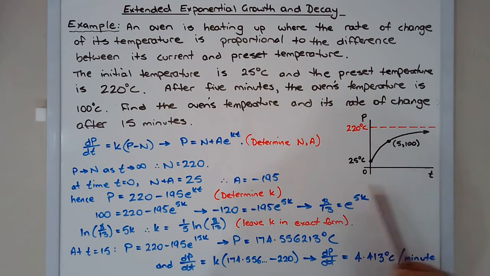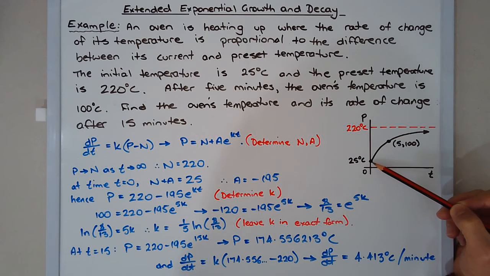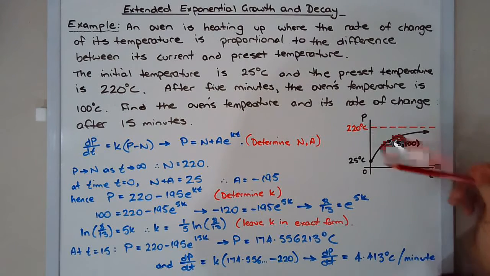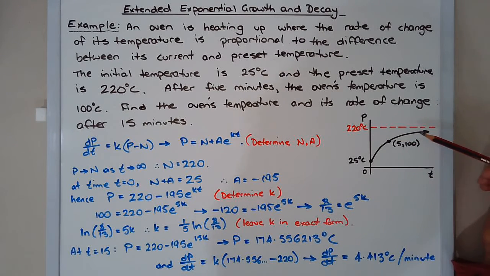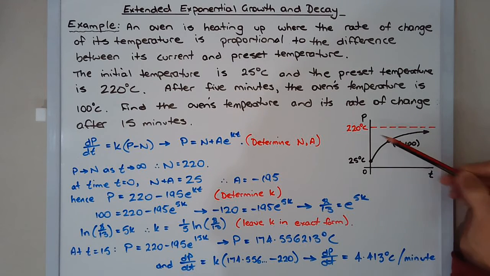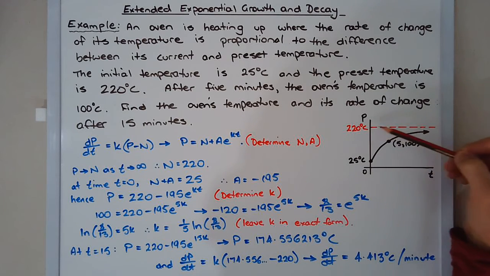Now this graph models this situation. It's only a sketch, but we can see here that the oven starts off at 25 degrees. It's rising to try and reach 220 degrees, but in a way it's decaying, in a positive manner rather than decaying downward. It's actually decaying upwards. So this curve, even though it's rising, is asymptotic to the 220 degree Celsius line, or this horizontal line.